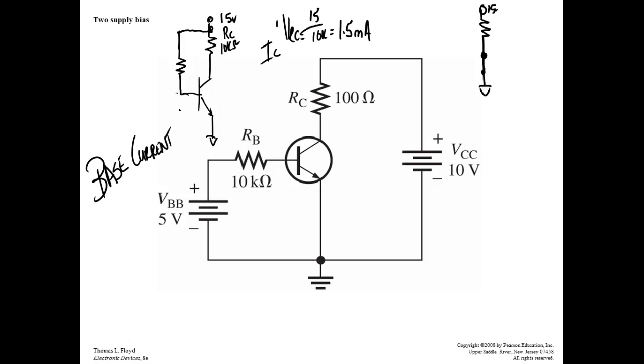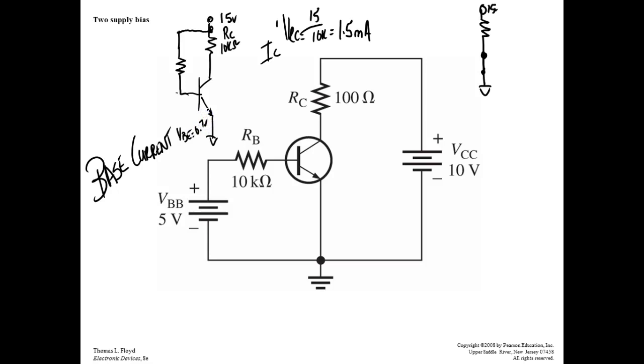So how much does the base to emitter junction drop? It's a diode. How much does the diode drop? How much is the silicon? So this diode right here, voltage base to emitter, is going to equal 7/10 of a volt.